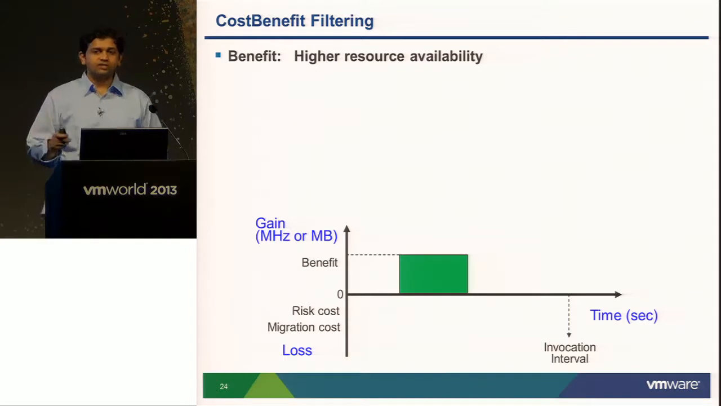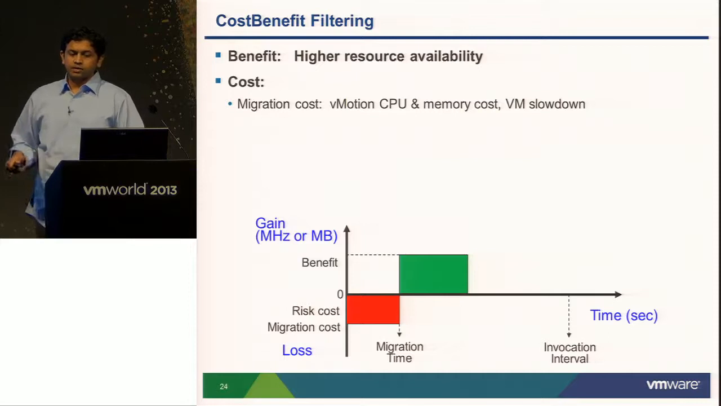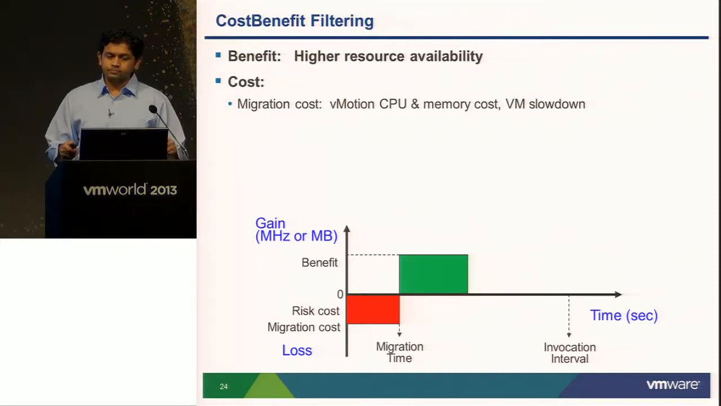Then DRS considers 2 costs. The first cost is the cost of doing the migration. vMotion itself has some cost, both in terms of CPU and memory, and both the source host and the destination host would have to pay this cost for the duration of migration.